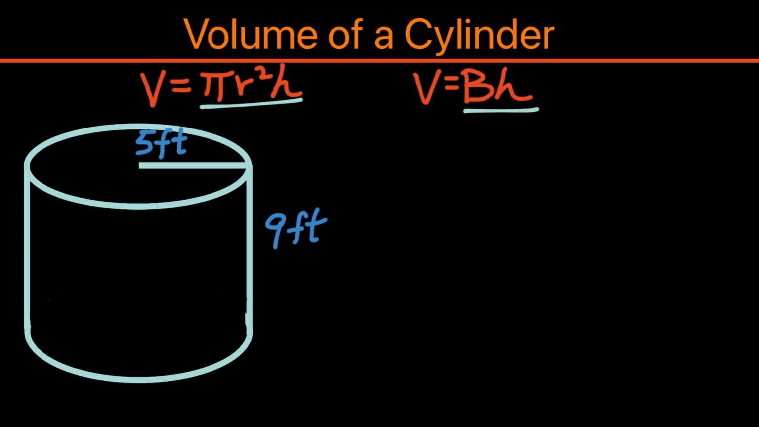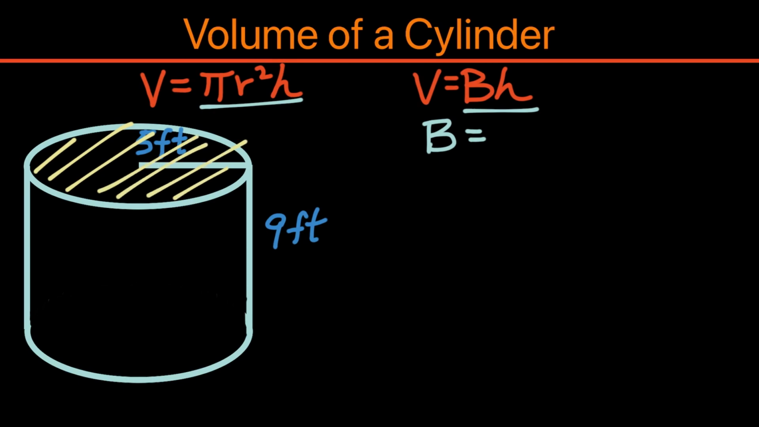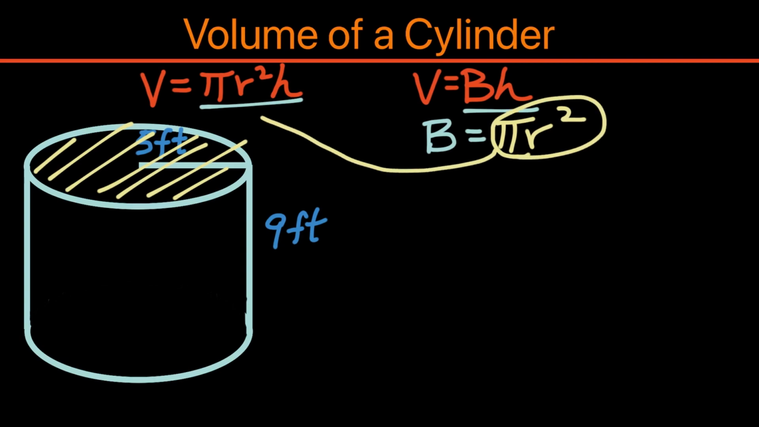Both formulas are exactly the same, except the capital B on the second formula actually is the area of the base. And the area of the base is the area here. And the area of the circle is pi r squared. So essentially, this pi r squared replaces the pi r squared here. So therefore, they're actually both the same exact formula, but they could be written in two different ways.